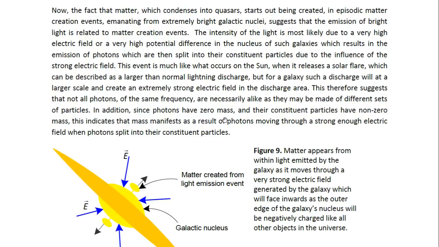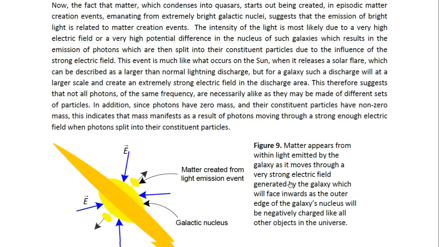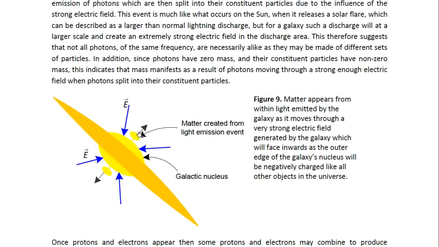In addition, since photons have zero mass and their constituent particles have non-zero mass, this indicates that mass manifests as a result of photons moving through a strong enough electric field when photons split into their constituent particles. So what we have is a very strong electric field generated by the electric discharge itself and the creation of photons, because whenever there is an acceleration of charged particles, there is emission of light. But this light will now be moving through an intense electric field, and this will mean that the photons will split into their constituent particles.